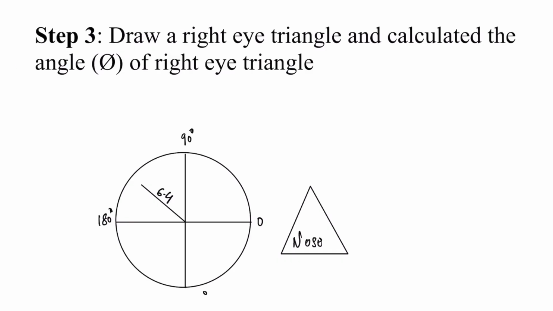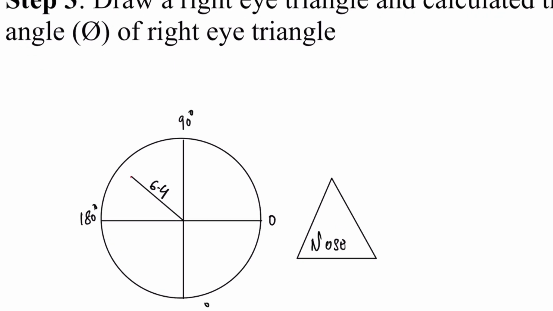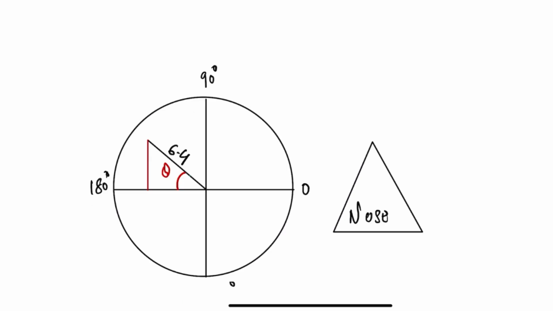Step 3 is to draw a right angle triangle and calculate the angle theta for the right angle triangle. So now we're gonna draw a right angle triangle, and we're gonna calculate this angle. As we know, this angle is 141 degrees far away from 0, so theta will be equal to 180 minus 141, which will be equal to 39 degrees. This angle is equal to 39 degrees.